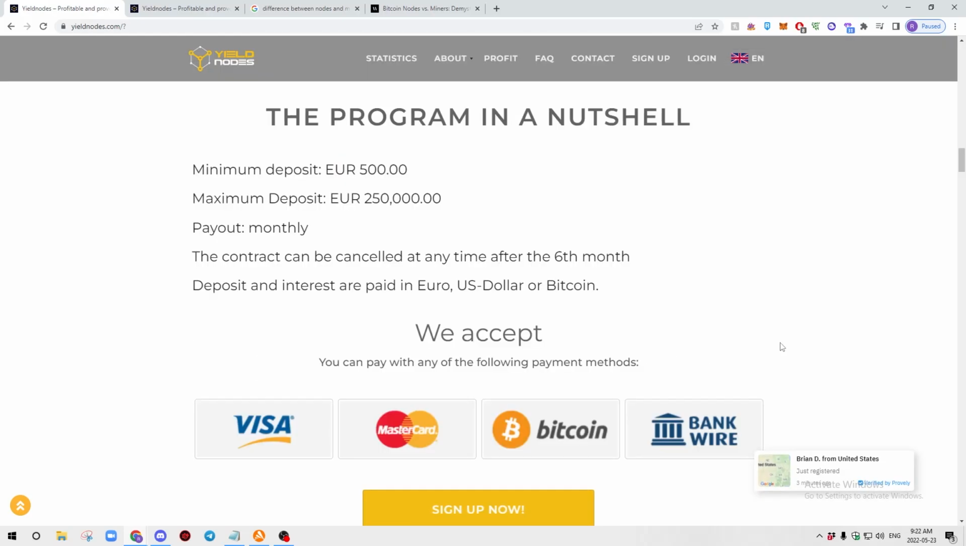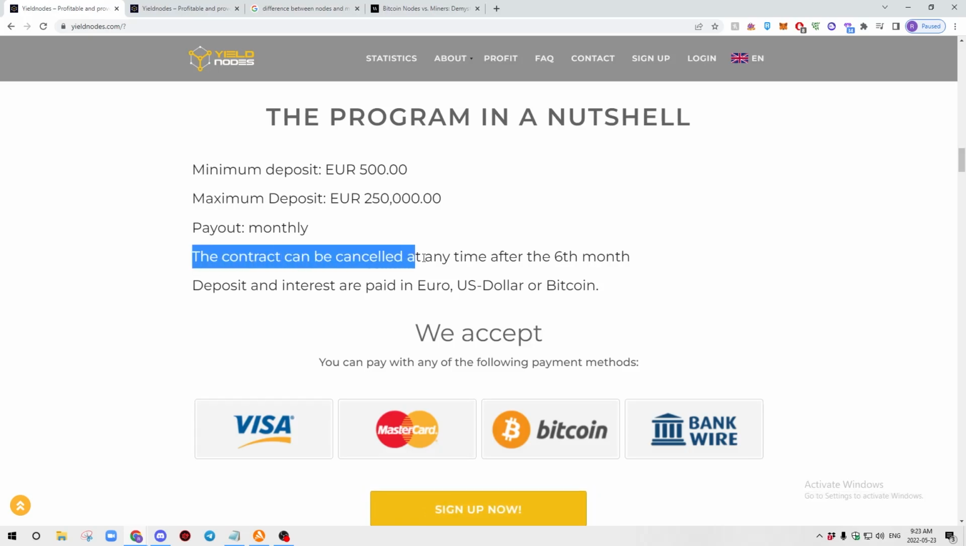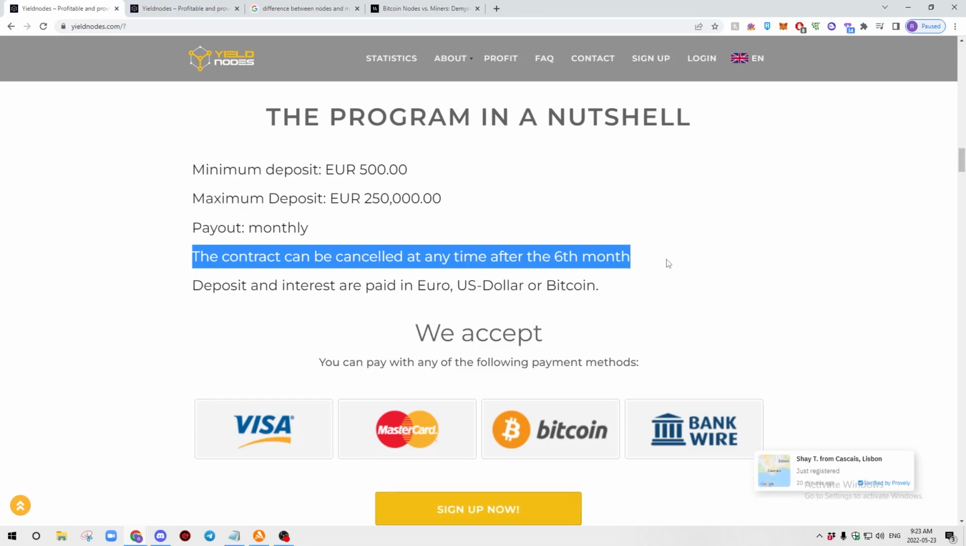So breaking down now how depositing works, breaking down the program, it is a minimum deposit of 500 euros, maximum deposit of 250,000. The payout is every single month, so you're able to actually withdraw your profits or compound it back in every month. The thing is that you actually lock your contract in for 6 months, right? So the moment you deposit it, it locks in for 6 months, which is fine because the profit that it creates, you're able to withdraw or compound it back in.